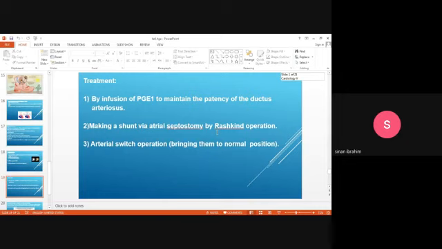The patient will be more comfortable immediately, with decreased cyanosis, until we do the definitive corrective procedure, which we call the arterial switch operation. Usually we connect the pulmonary artery to the right ventricle and the aorta to the left ventricle.